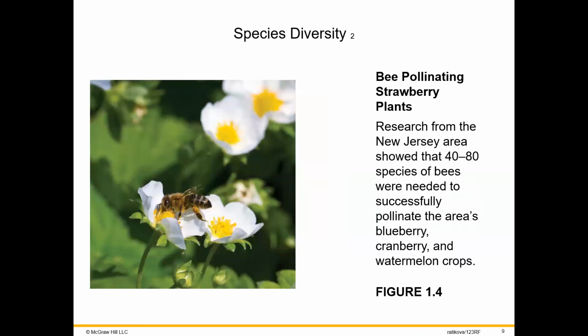Bee pollinating strawberry plants. Research from the New Jersey area shows that between 40 and 80 species of bees are needed to successfully pollinate the area's blueberry, cranberry, and watermelon crops. So species diversity is extremely important to maintain. For example, in agriculture, 75% of our crop species are pollinated by insects. Some are obviously pollinated by wind.